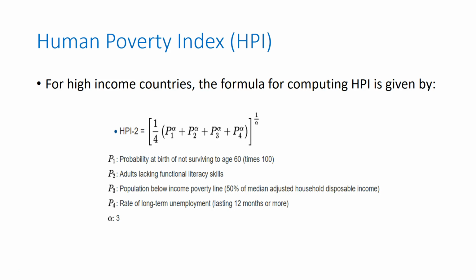For high-income countries, on the other hand, there's a more complicated formula that includes 4 descriptors, not 3. Remember, for low-income countries, we cared about whether or not they live past 40. For high income, we decided that 60 is the goal to reach. We're also looking at literacy again, and we're looking at the population below the income poverty line. This is the low-income measure, a relative measure. We decided that for this measurement, if you make less than 50% of the median, then you're impoverished. And this is P4, the rate of long-term unemployment.